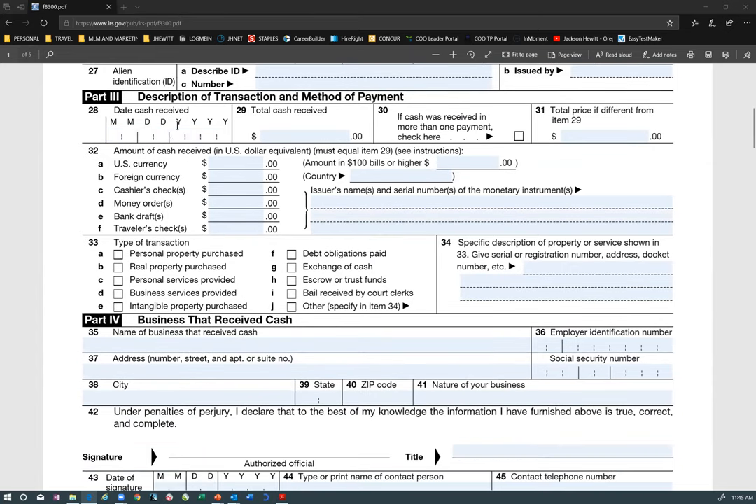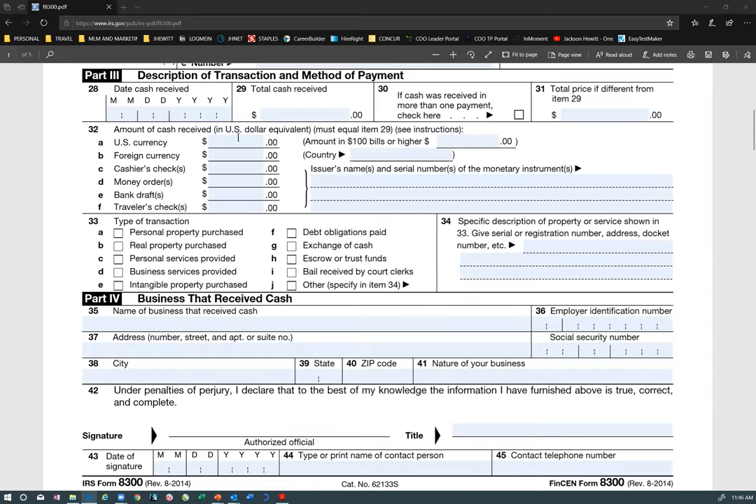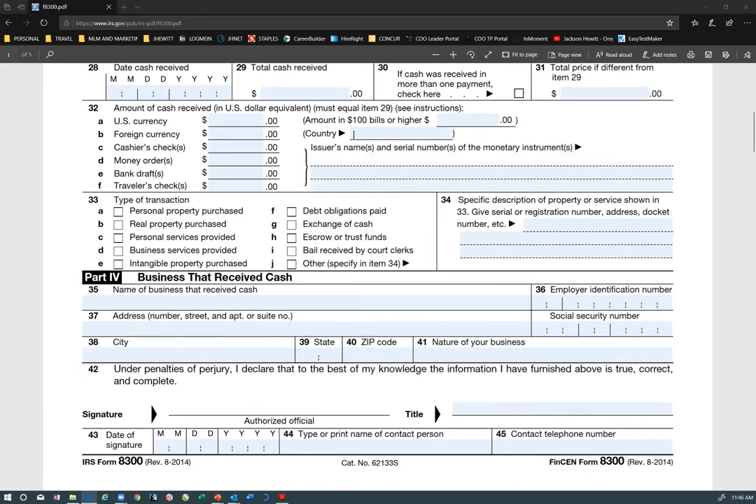And then this is the description. Did it have a money order, a cashier's check, bank draft, traveler's checks? Again, like I said, if you think about it, these are the immediate currency. These are the same thing as real cash in hand: a cashier's check, a money order, a bank draft, a traveler's check, U.S. currency. Now, this is important. Amounts in $100 bills or higher, because they're trying to identify, did somebody walk in here with, well, and again, the reason is there aren't any bills in the United States except for the highest bill.